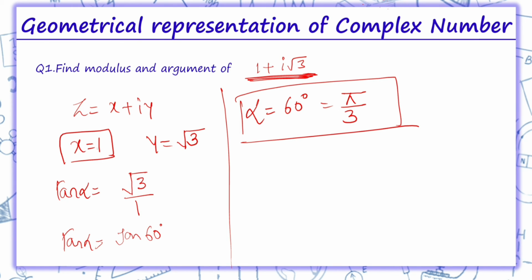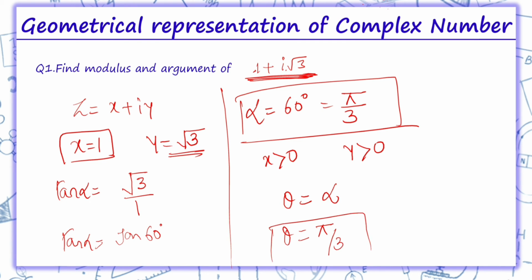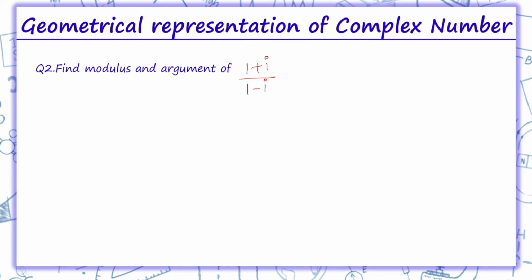Now over here x is greater than 0, y is also greater than 0, because x is 1 and y is root 3, both are greater than 0. So this will lie in the first quadrant. For the first quadrant the value of theta is alpha only, so over here the argument will be pi by 3 only. So argument of z is alpha, which is pi by 3.